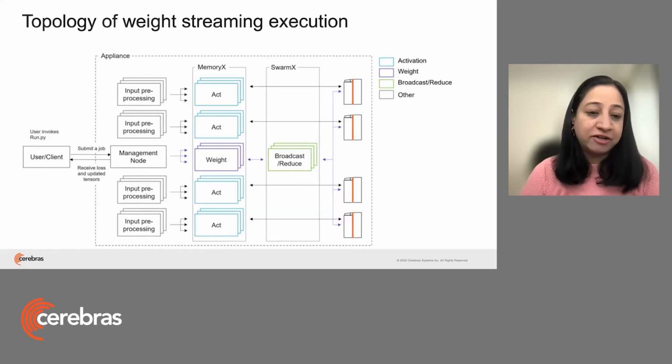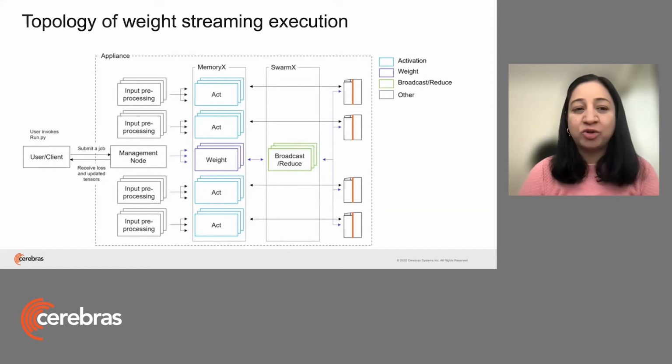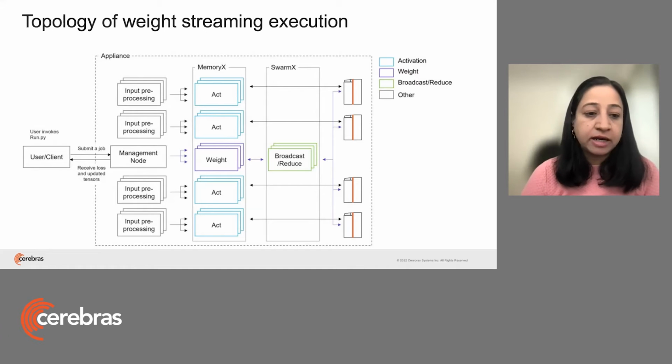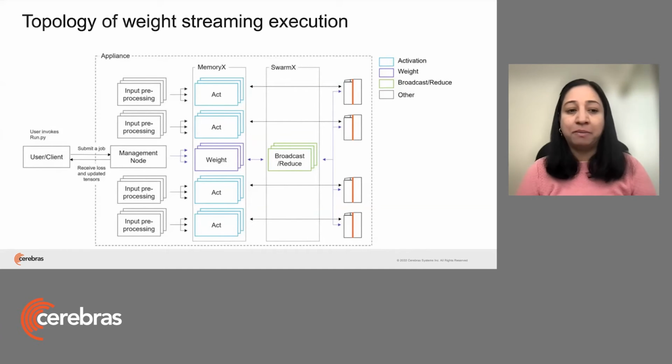This image here gives a sneak peek into how the topology of our whole wafer-scale cluster and appliance looks from a weight streaming execution point of view. As I was talking about the thin wrapper on the user client side, that's what resides to the far left, which is external to the appliance. And the user runs their Python code, for example here we call it run.py. So they use their Python script and submit a job to the appliance and receive the loss and any updated tensors and whatever results that they are expecting back. And that's pretty much the interface that the user has to do.